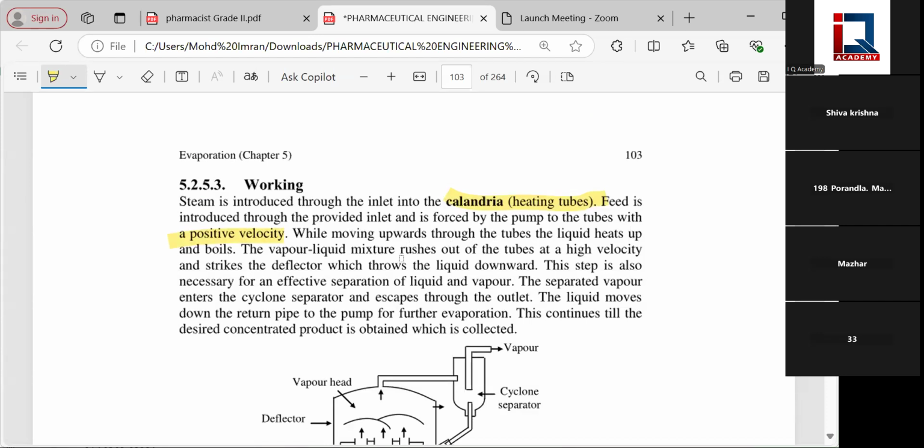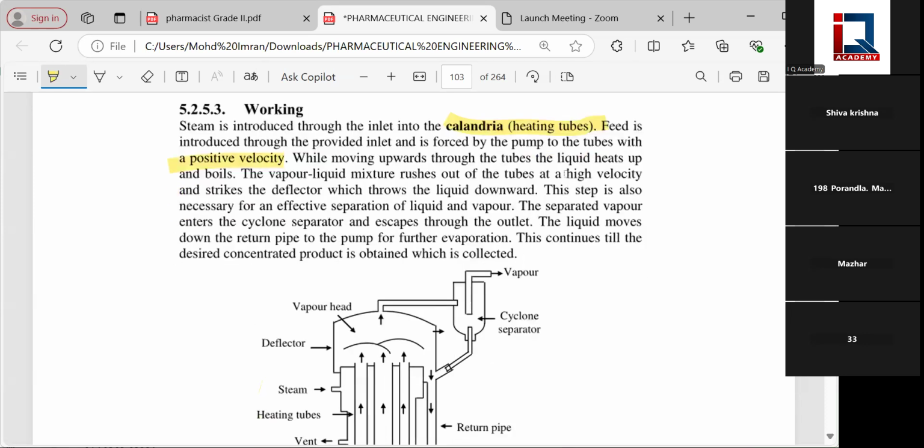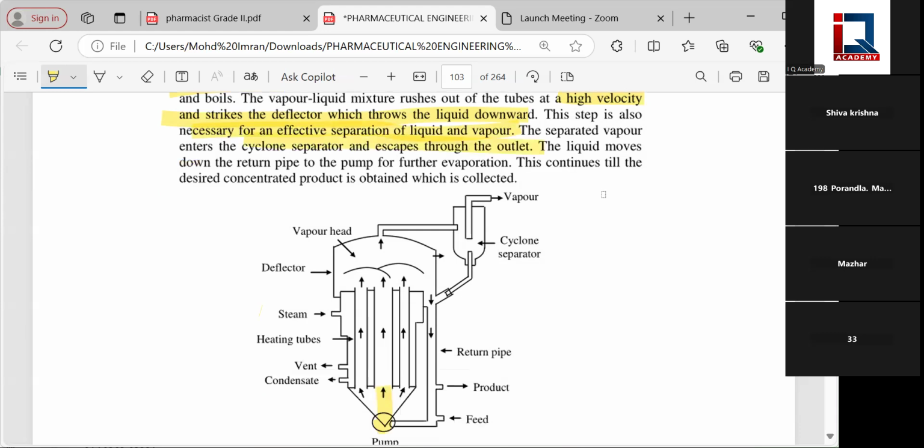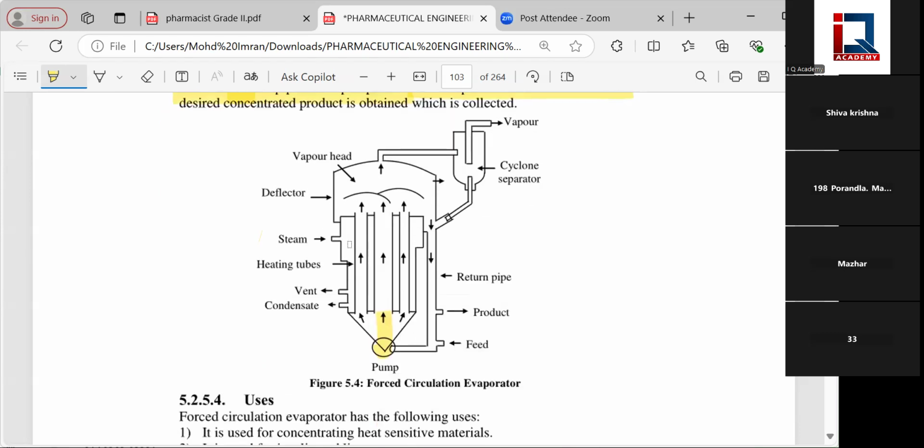While moving upward through the tube, the liquid heats up and boils. The vapor liquid mixture rushes out of the tube with high velocity and strikes the deflector, which throws the liquid downwards. This step is also necessary for effectively separating the liquid from vapor. The separated vapor enters the cyclone separator, which we discussed, and escapes through the outlet. Liquid moves down the return pipes, and the pump further circulates it. This continues till the desired concentrated product is formed.